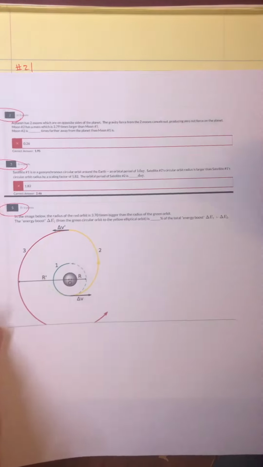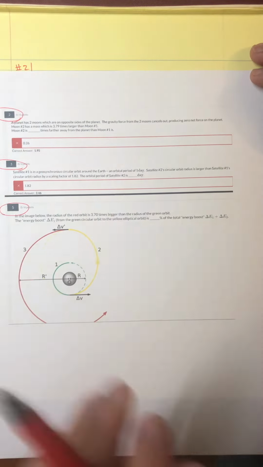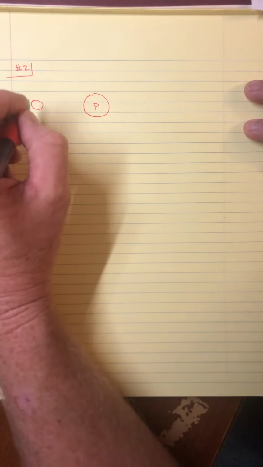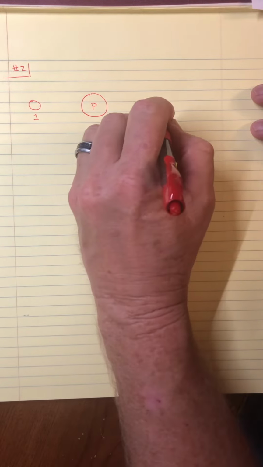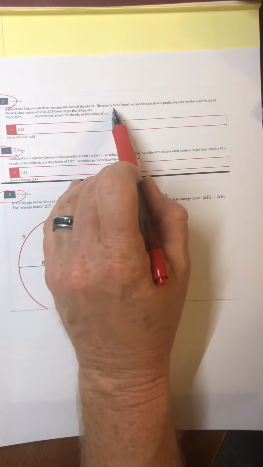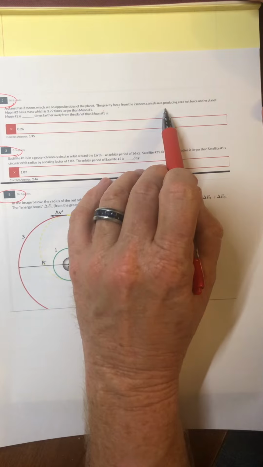Let me write here number two and see what it says. It says a planet has two moons which are on opposite sides of the planet. So I'll make a bigger planet here. I'll consider this number one, so there's moon number one, and over here, this is moon number two. The gravitational force from the two moons cancel each other out. All right, I'll pause right there.